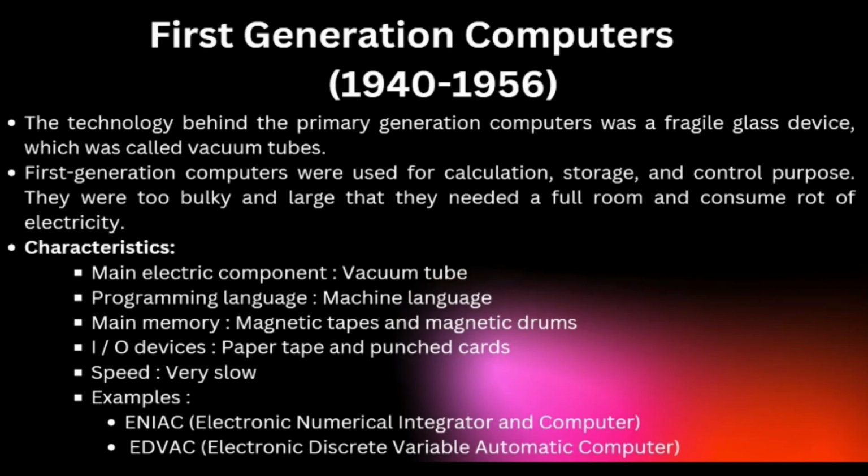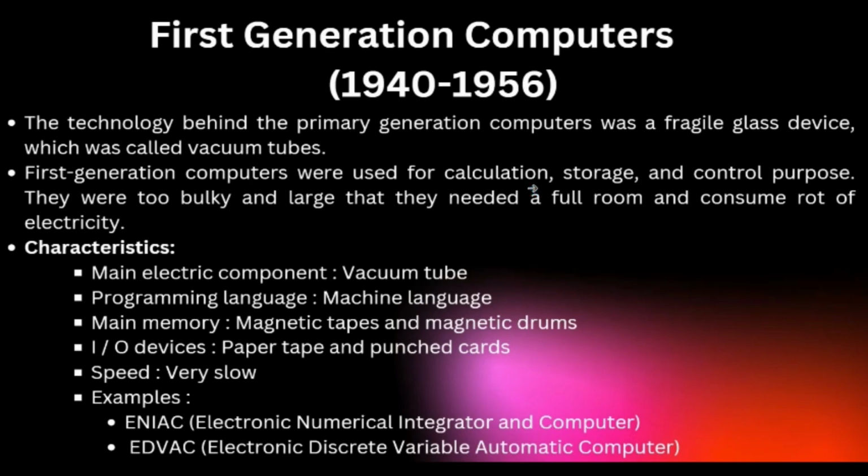They had the following characteristics. The main electric component used in the first generation computers was a vacuum tube. The primary programming language was known as the machine language. The main memory storing devices were magnetic tapes and magnetic drums. The input-output devices were paper tape and punch cards. The computer would run at a very slow speed as it was only used for calculation purposes.